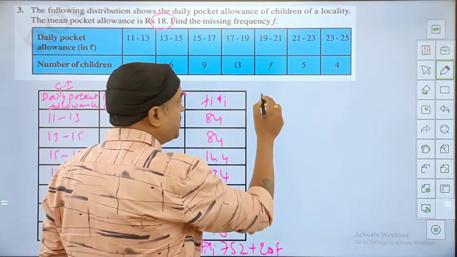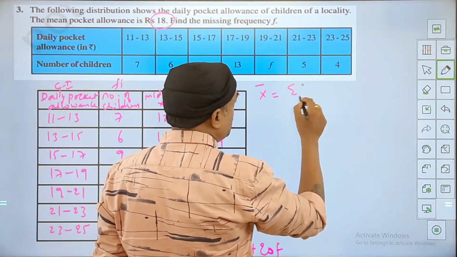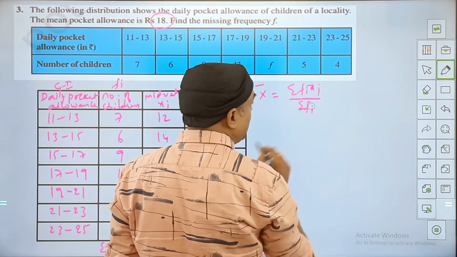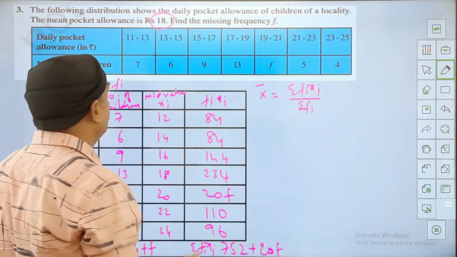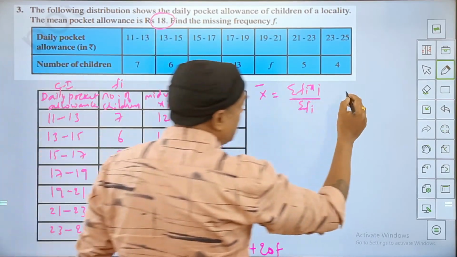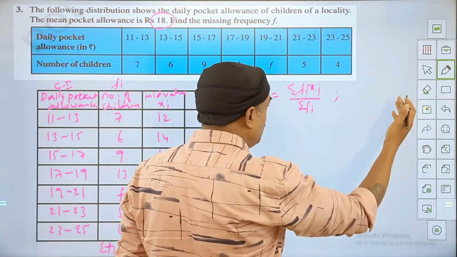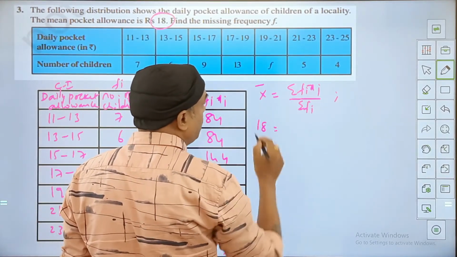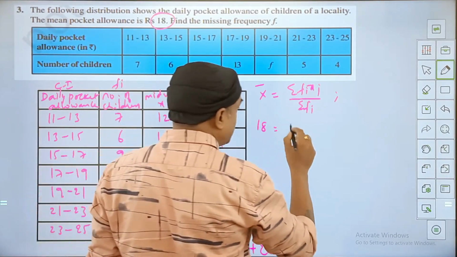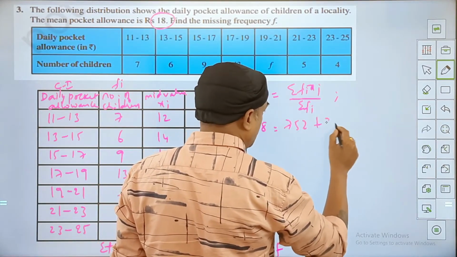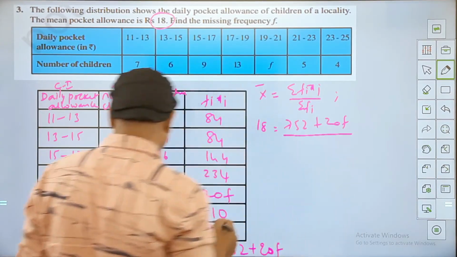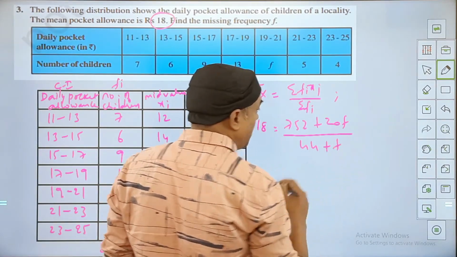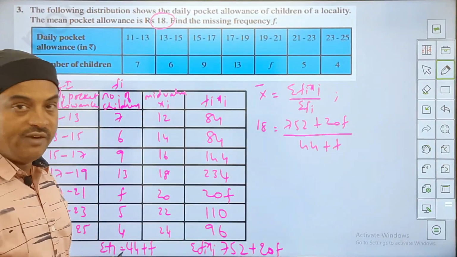Now the direct method which I am going to use is summation Fi Xi upon summation Fi. So apply the numbers. What is the mean value given, friends? Given, you can always mention what is given to you and what all the values you got. So given, this is 18. Summation Fi Xi, which I got as 752 plus 20F, upon summation of F, which I got as 44 plus F. Now you can simplify and get the value of F over here.